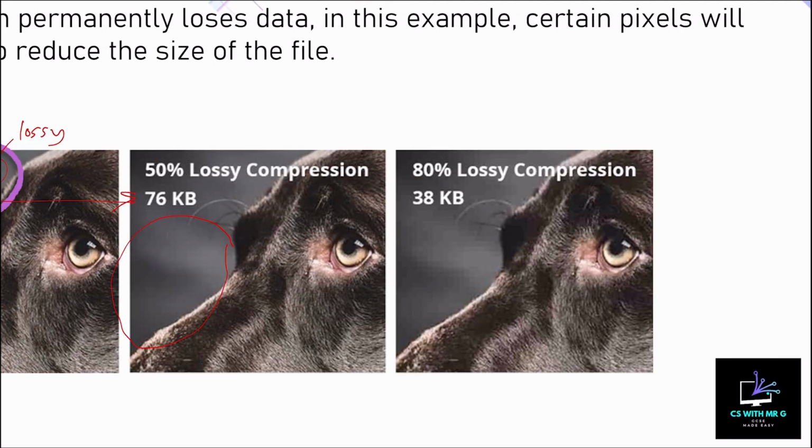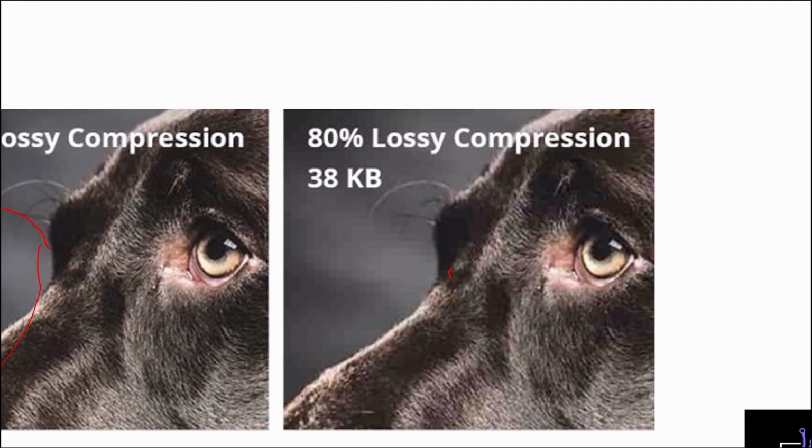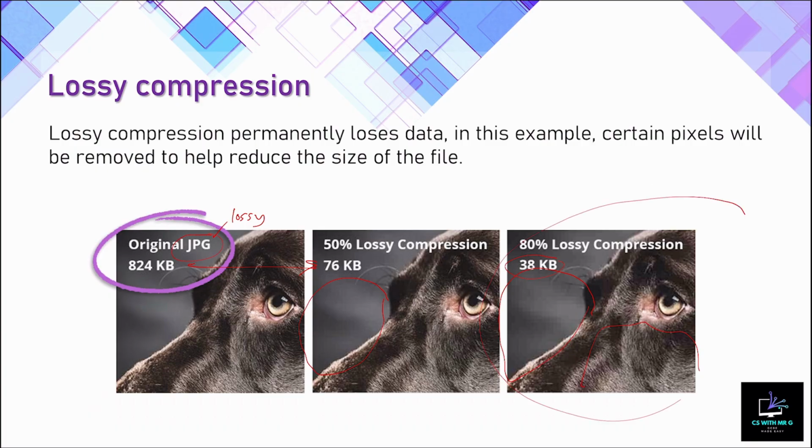If we then go on to the 80% lossy compression, you can clearly see the pixels here, and also the quality of the fur on the dog has gone down. But the file size has again been reduced. So once we get to this state, we cannot get the picture back to the original state. Lossy compression permanently removes the data, so we cannot get back to the original state after it's been compressed.